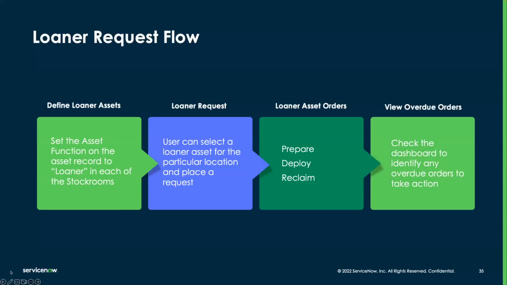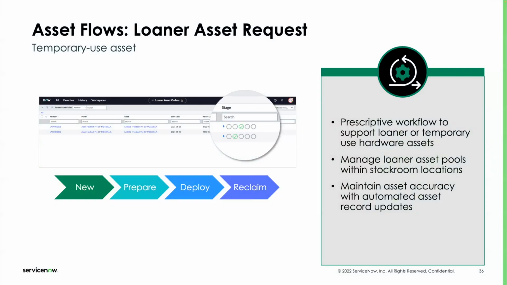So the next workflow that we're going to go over is when an end user requests a loaner asset. So we first need to set the asset function on the asset record to loaner, and then the user can go ahead, select the loaner asset, and submit their request. From there, we can begin that loaner asset order task, and then we're able to monitor any overdue orders that you may need to take action on. So the loaner asset request workflow really allows you to manage those loaner asset pools within a stockroom location and gives you that ability to maintain that asset accuracy with those automated asset record updates.